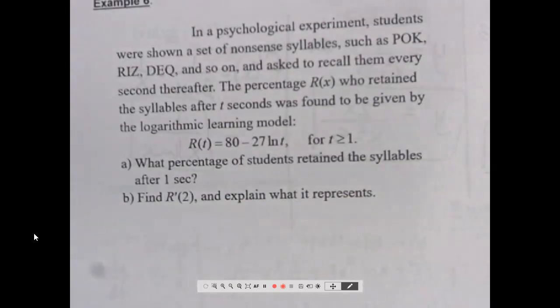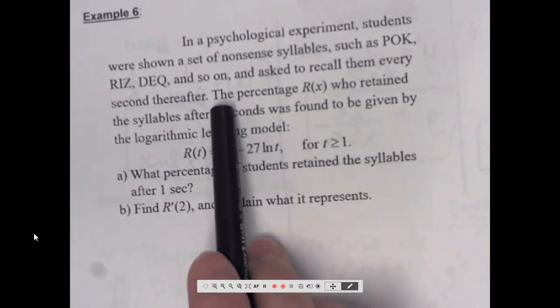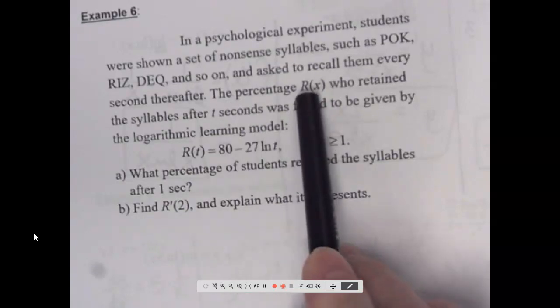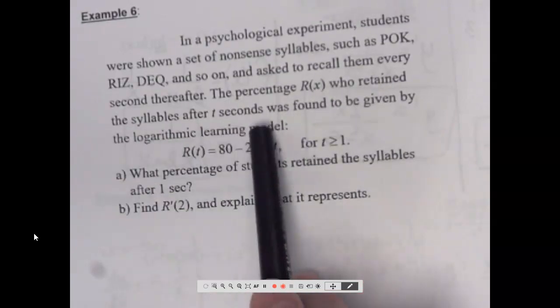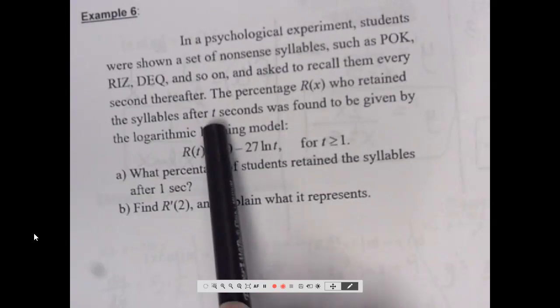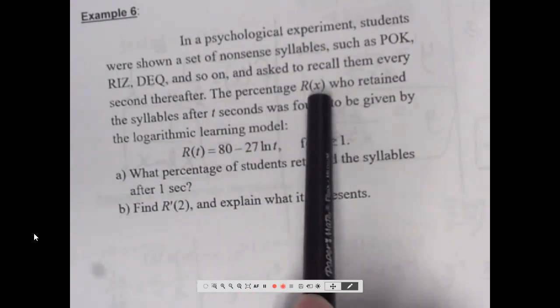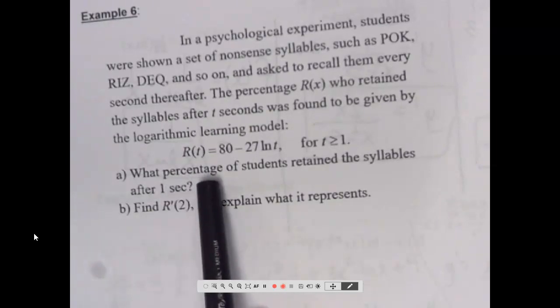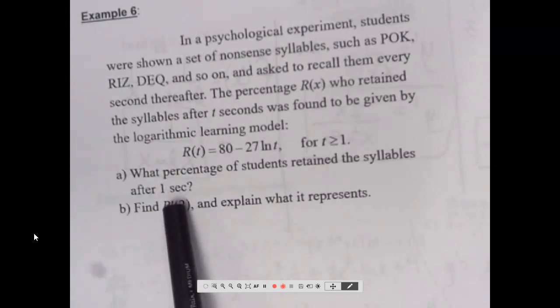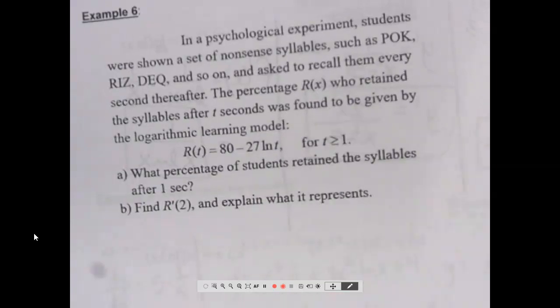What would I do? Let's go back and read this part. The percentage R of T who retained the syllables after T seconds. So T is seconds. If I want a percentage, then that's what R of T represents. So if I want the percentage after 1 second, what do I do? Plug in 1. That's it.